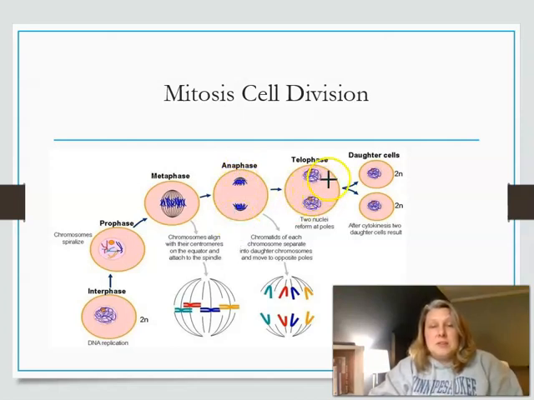Then in telophase, you see the nuclear envelope returning, and you see that the chromatids are starting to uncoil and relax. And then finally, after cytokinesis, you have two new identical daughter cells. So this cell has 46 chromosomes, and that cell has 46 chromosomes. If you have any questions on this process of mitosis, which is used for cells to grow and heal, please make sure that you contact me.